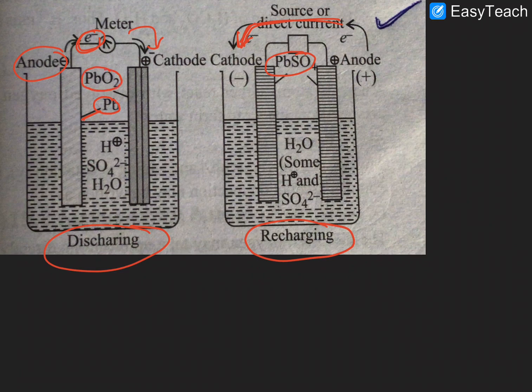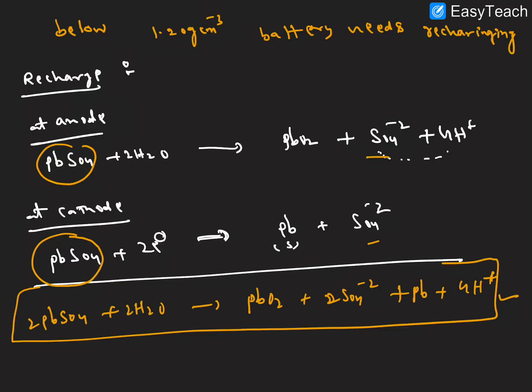And one more thing here: during discharge the lead is the anode and lead oxide is the cathode, but during recharge the cathode is lead sulfate and the anode is lead sulfate only, because we see it in the reaction. So here lead sulfate is converted into lead plus SO4 2-. I hope it is clear.